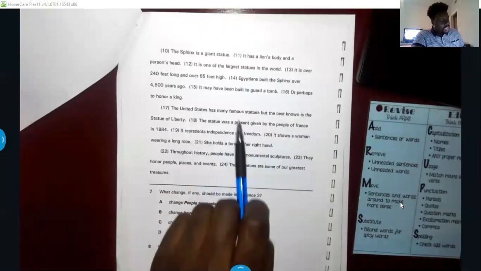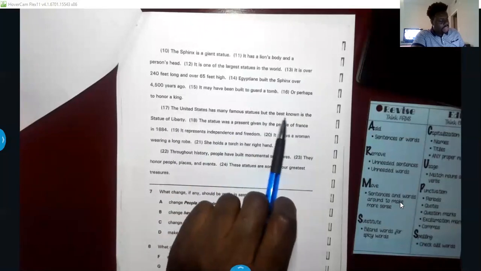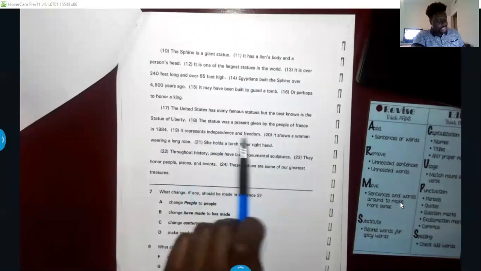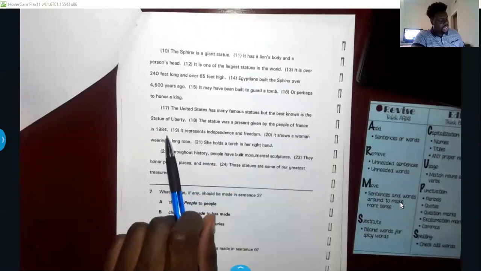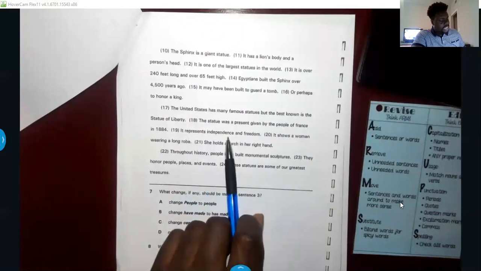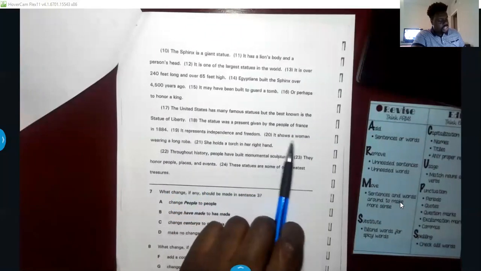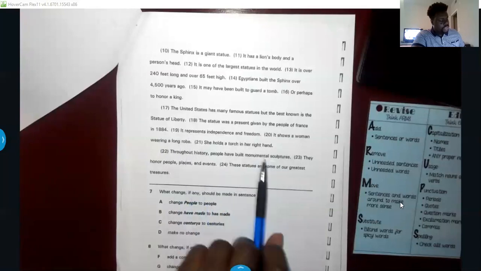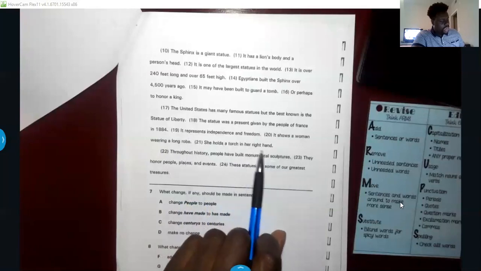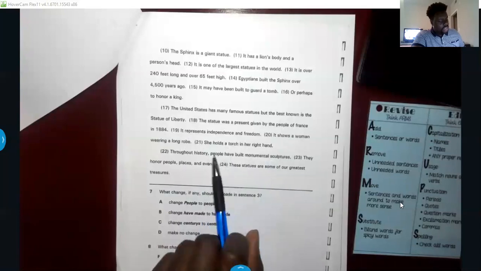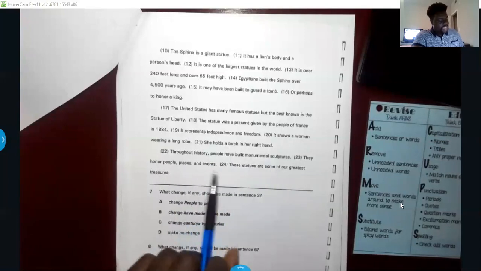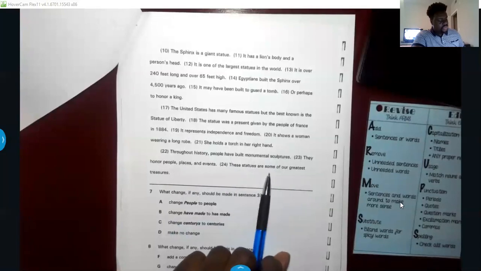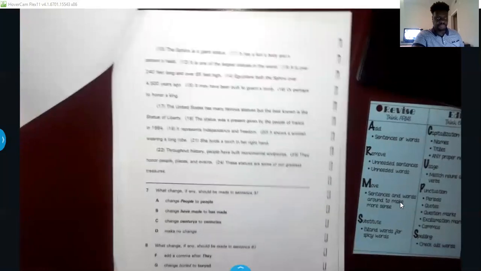The United States has many famous statues, but the best known is the Statue of Liberty. The statue was a present given by the people of France in 1884. It represents independence and freedom. It shows a woman wearing a long robe. She holds a torch in her right hand. Throughout history, people have built monumental sculptures. They honor people, places, and events. These statues are some of our greatest treasures.